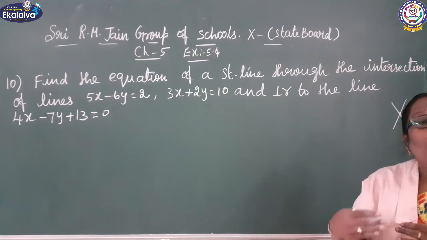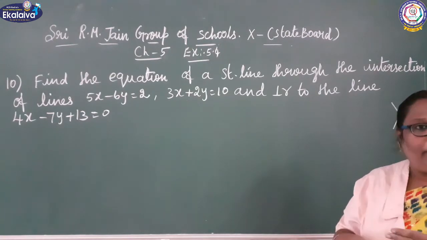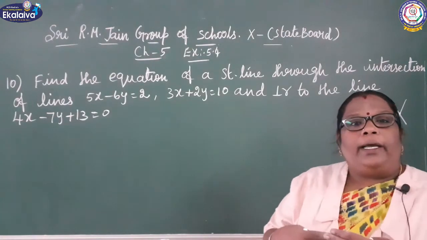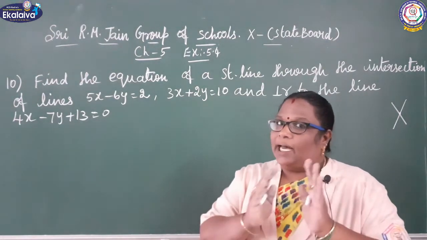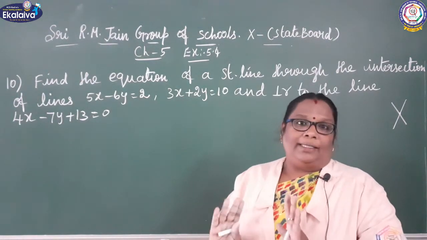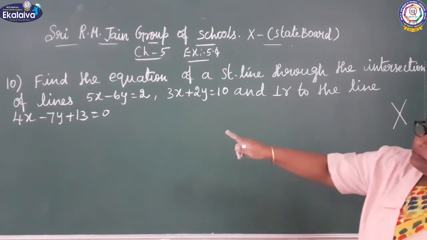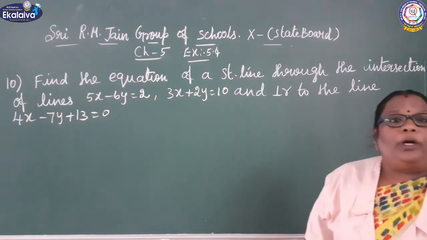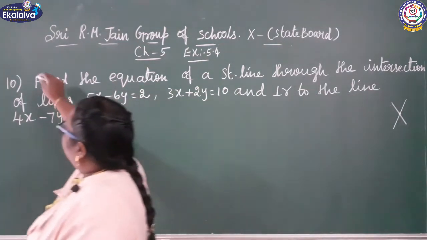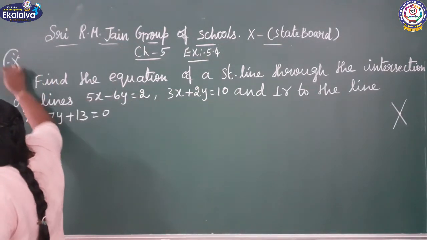Previously we have seen parallel. Here it is perpendicular. Perpendicular means you can take it as minus 1 by m. Parallel means the m value you can keep as it is. Perpendicular to the line 4x minus 7y plus 13 equal to 0. This is also an important 5 mark question.